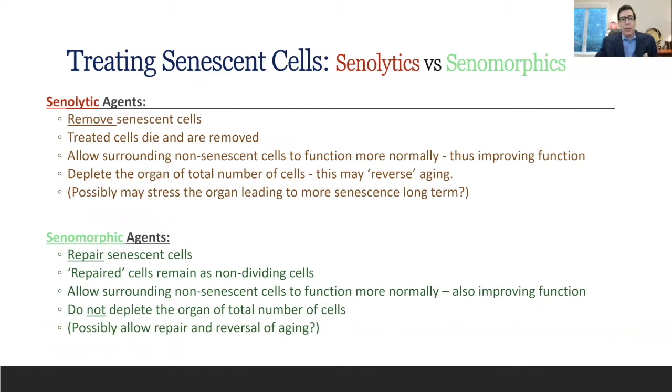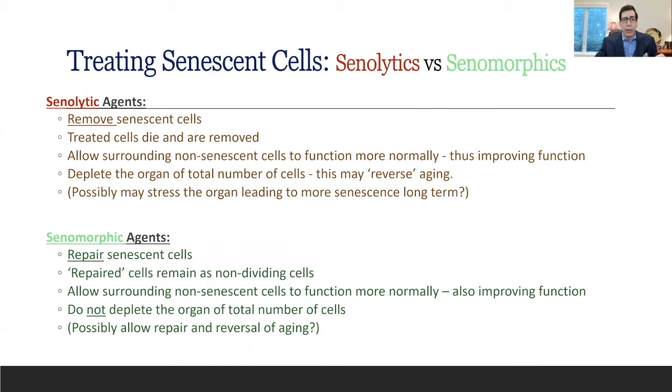So how does this affect treatment? Well, there are two main therapeutic pathways: senolytic agents and xenomorphics. Senolytic agents are the most popular, the most studied. That's where most of the mouse data is, and that's where some of the really exciting human data is.